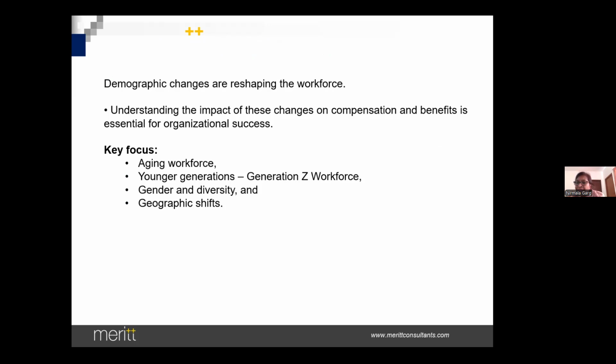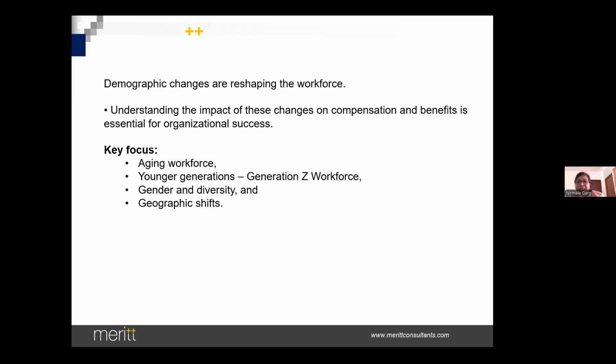Now, another factor which is actually impacting the compensation is demographic changes. A lot of younger generations are coming into the workforce, and then there is gender diversity, etc. Because of this, it's impacting compensation. We will see how they impact compensation.